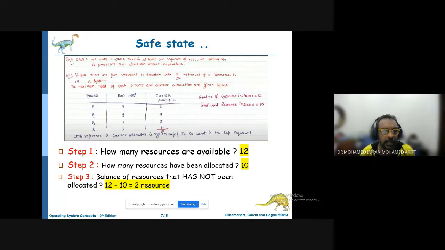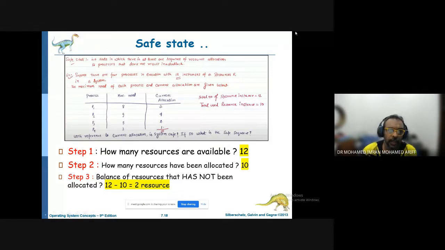A safe state is a state in which there is at least one sequence of resource allocation to processes that does not result in a deadlock. Quite easy to understand. Example: suppose there are 4 processes, P1 to P4, with 12 instances of resource R. The maximum need of each process and current allocation is given below.